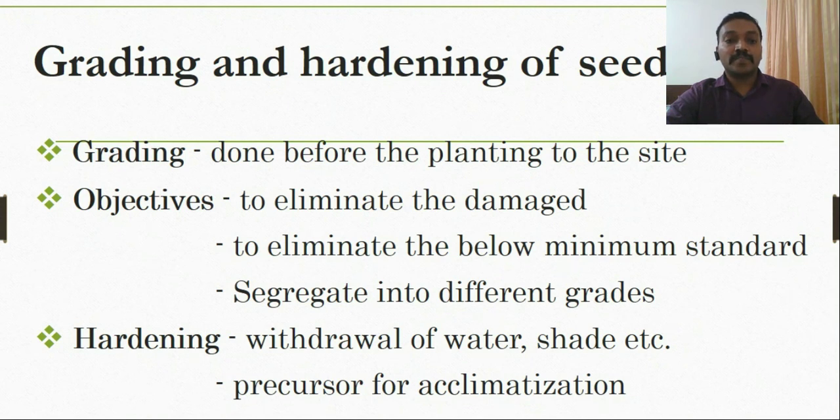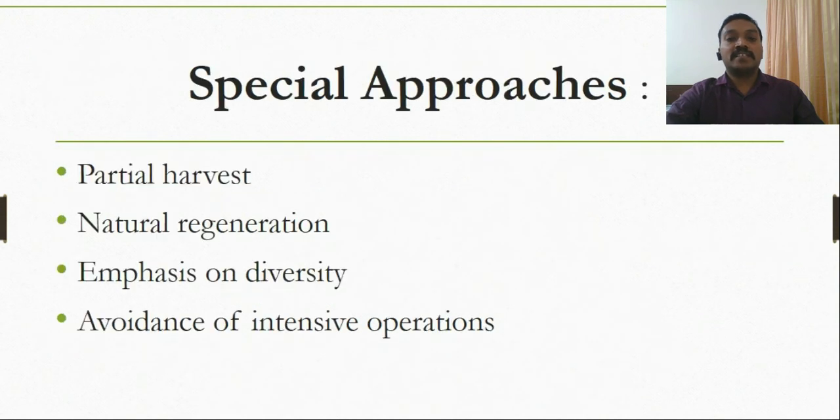And the hardening, a very important process, is about hardening of plants before the plants actually reach the forest area. It is the withdrawal of some special requirements like watering and other shade components, so that the plant will be able to adapt well in the future when it reaches the forest area. It is also very commonly called a precursor for acclimatization. So it will avoid shock to the plants. When the plants are actually reaching the forest area, they will be able to cope well with the new environment which is introduced. So this is about the grading and hardening.